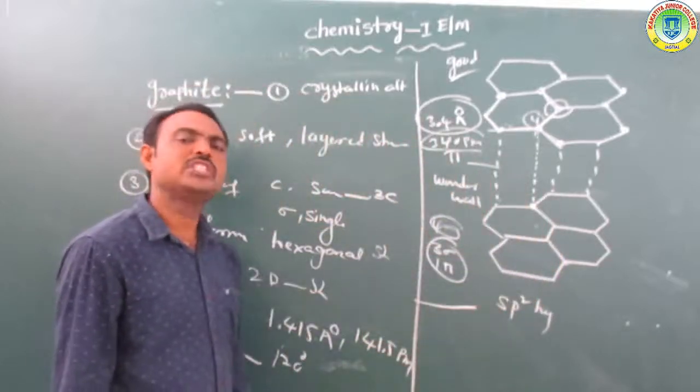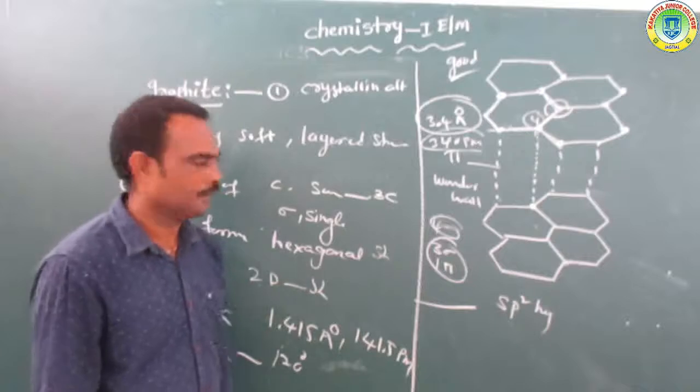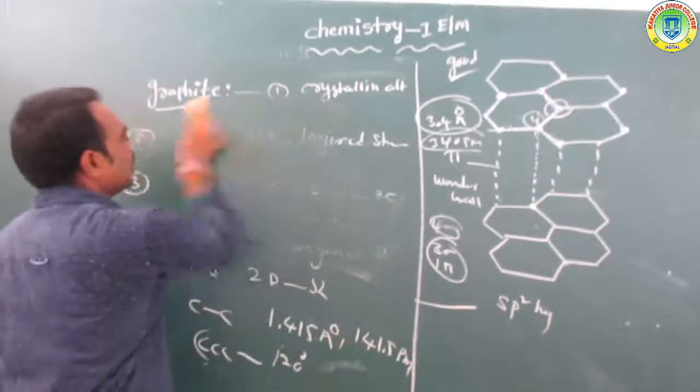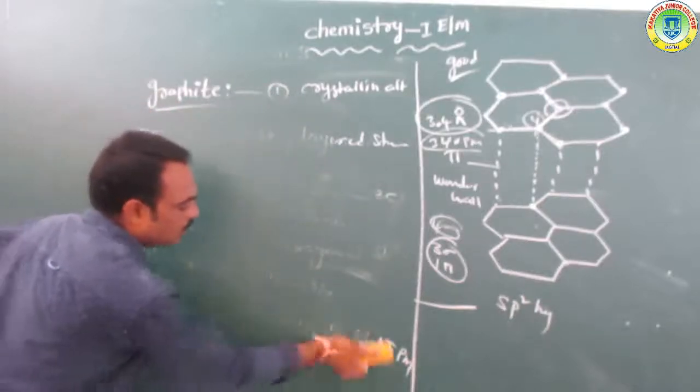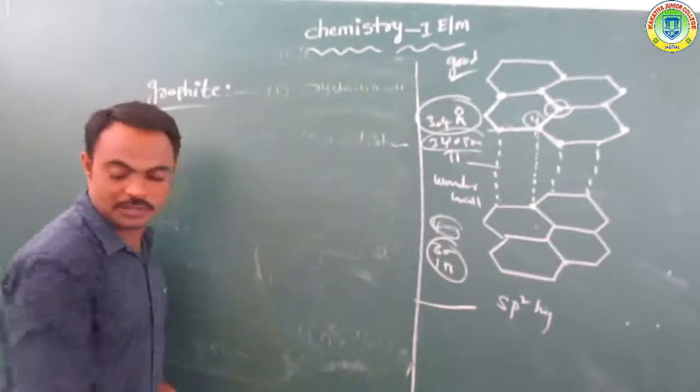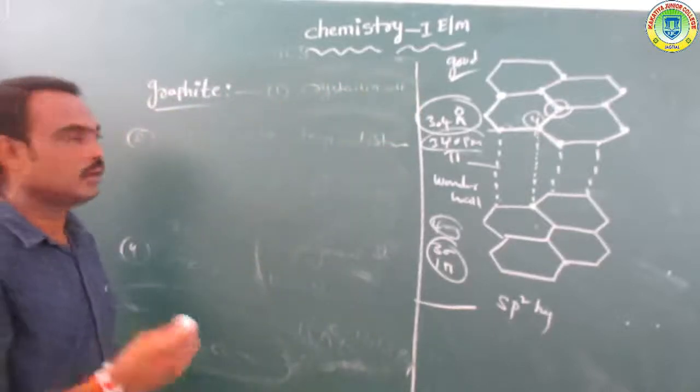Now we have discussed hybridization. Already we know which hybridization: sp2 hybridization. Suppose for example we have taken carbon.